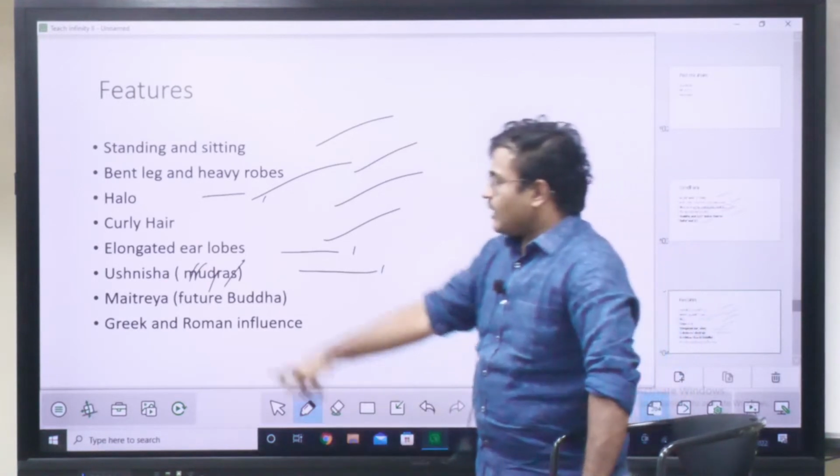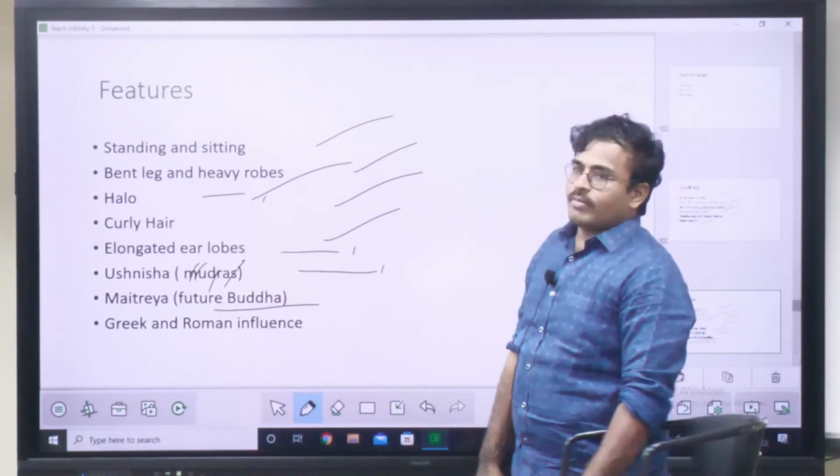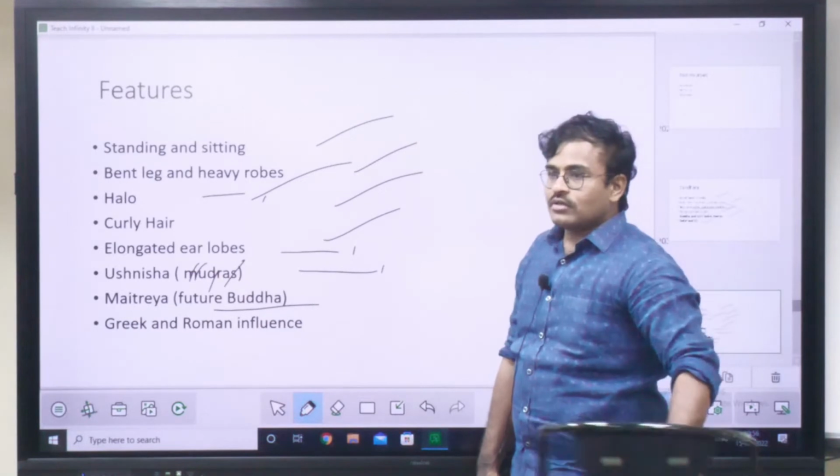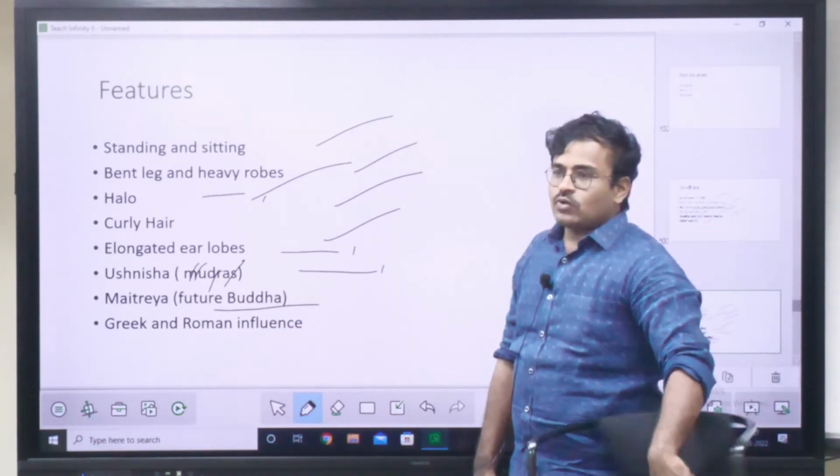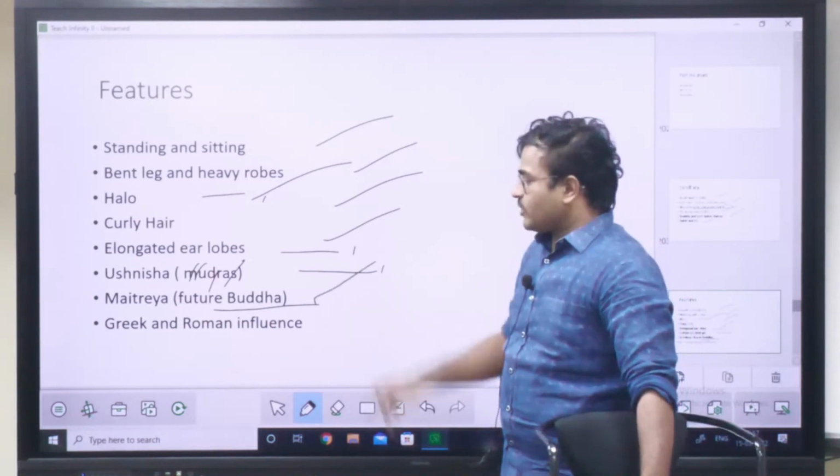Okay, they also depicted the images of this future Buddha too. Remember future Buddha? According to Mauryan tradition, there is going to be a Buddha who will be reborn, a reincarnation. Okay, he is known as Maitreya. This has been asked as a UPSC question.